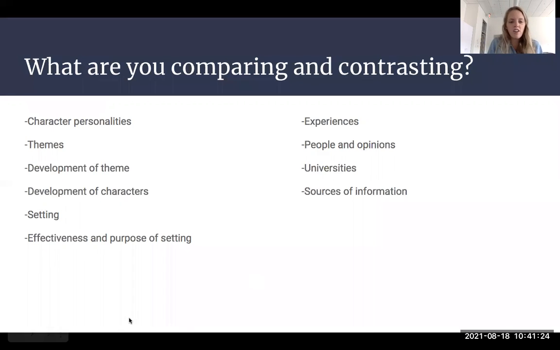Okay, so if we think here, on the one side, it's more the literature base, so the more fictional things. We could definitely compare and contrast character personalities, themes of a text, development of a theme, development of characters, really so many different aspects of literature. Development of theme or development of characters, that is more so talking about author style. How does the author create the theme within a text?